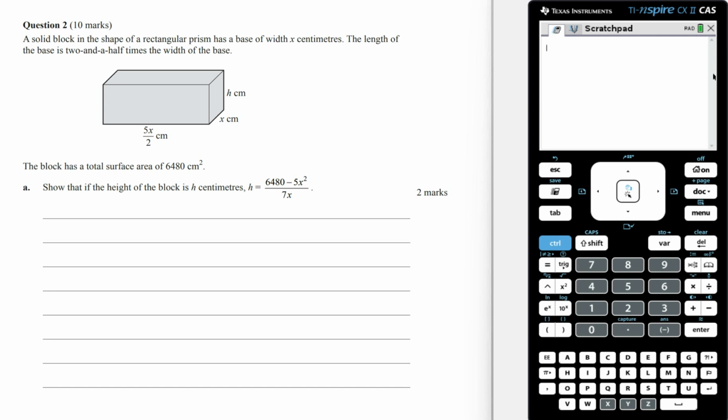Hey guys, in this video I'm going to show you how to answer the Maths Method Sample Exam 2 External Response Question 2. We've got a solid block in the shape of a rectangular prism has a base of width x centimeters. The length of the base is 2.5 times the width of the base. The block has a total surface area of 6480 centimeters squared. Show that if the height of the block is h centimeters, then h is equal to the given rule.